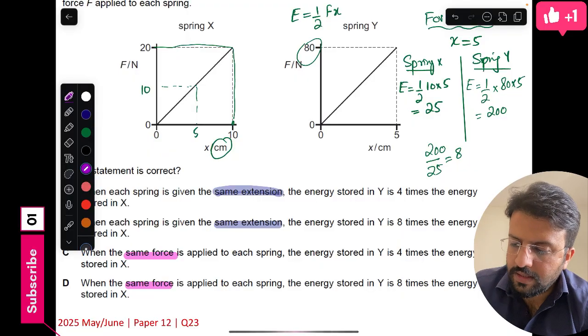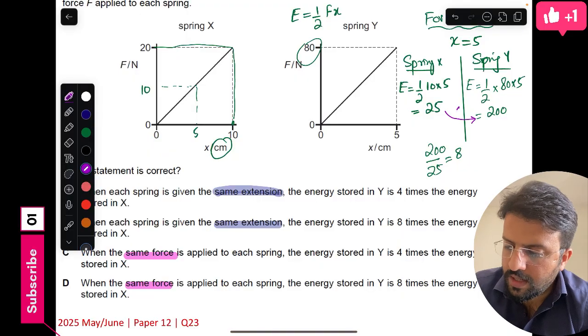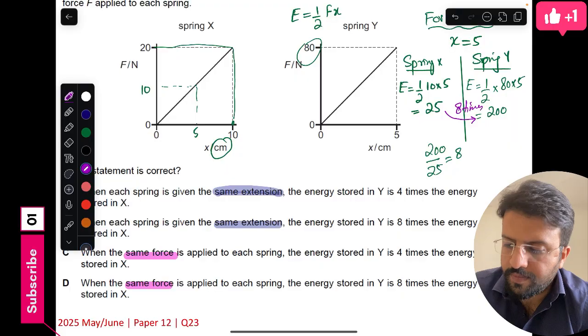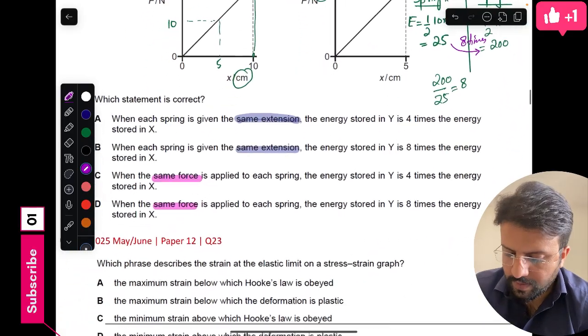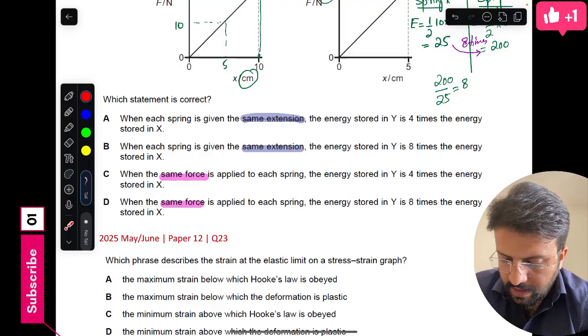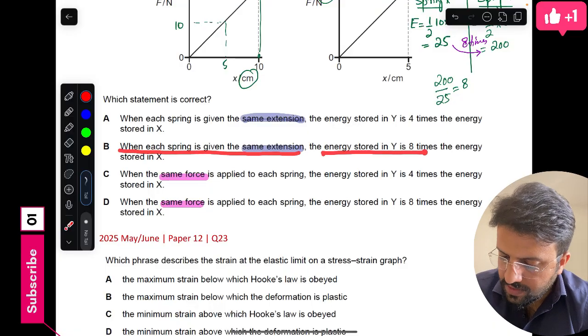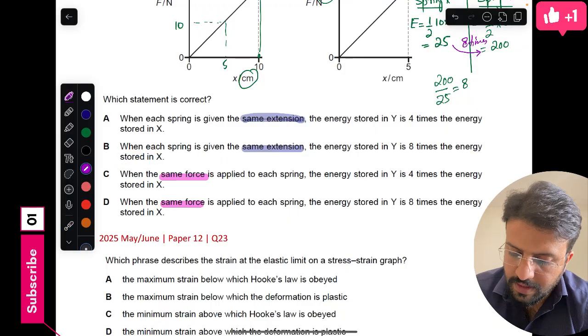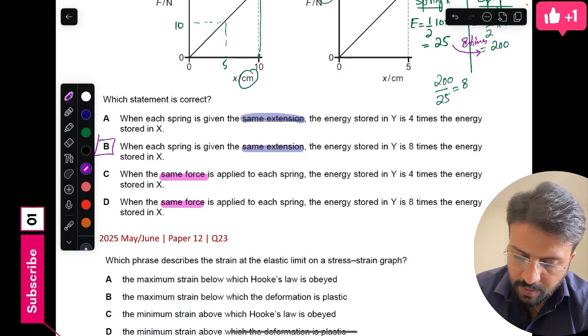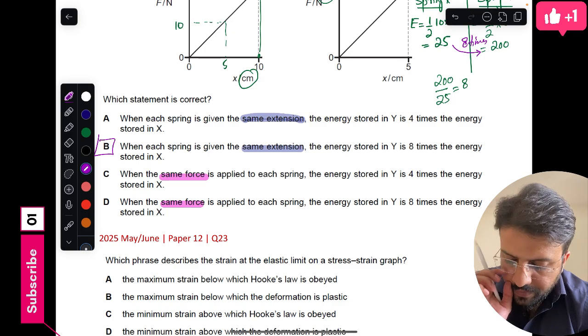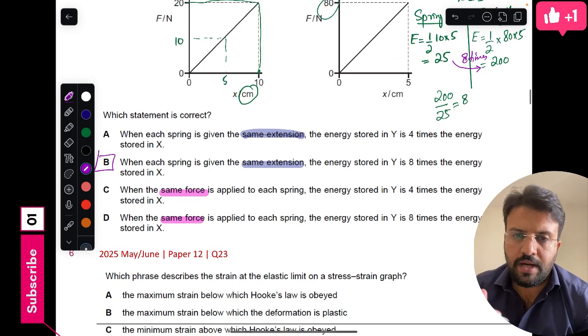It means energy in Y is 8 times more. So look at the option. When each spring is given the same extension, the energy stored in Y is 8 times the energy stored in X. So this is the right option. We don't have to check for C and D, though you can check it if you want to.